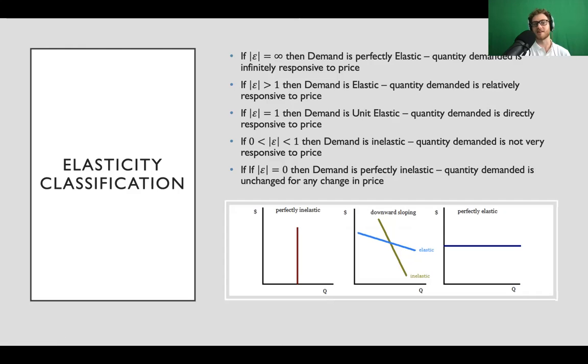Now we're going to talk about some ways you can classify elasticity depending on its value. If the absolute value of your elasticity is infinite, then your demand is perfectly elastic. The quantity demanded is infinitely responsive to price. If the price goes up, no one is going to buy it. If the price drops, everyone is going to buy it. This is a mostly theoretical example. There are not a lot of real world examples of this.